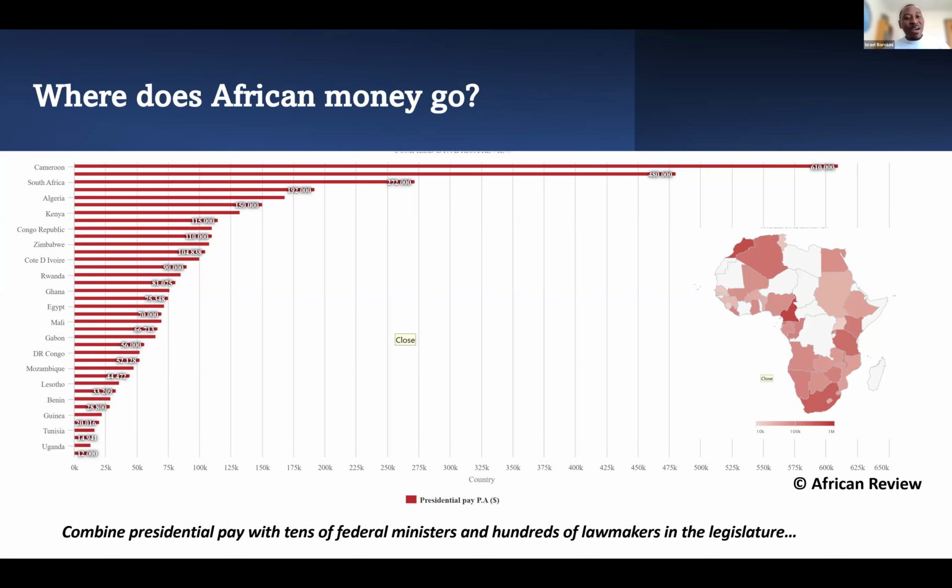And then oftentimes they also have first ladies who also have official positions who are being paid. And then they have tens of federal ministers who are also paid huge amounts of money. And then hundreds of lawmakers in the National Assembly who also get paid a huge amount of money. When you put all of that together, that is probably about 40 to 50% of the GDP of the country being paid to politicians. And then they have little money left for R&D, for infrastructural development and other things.